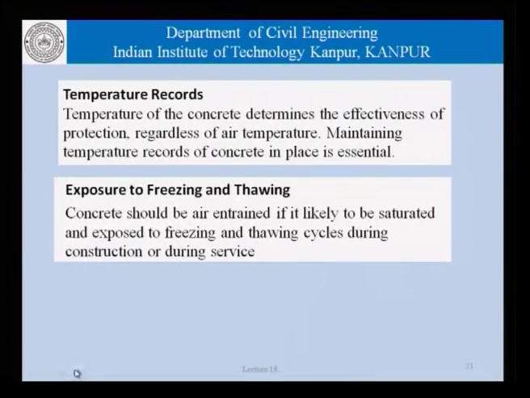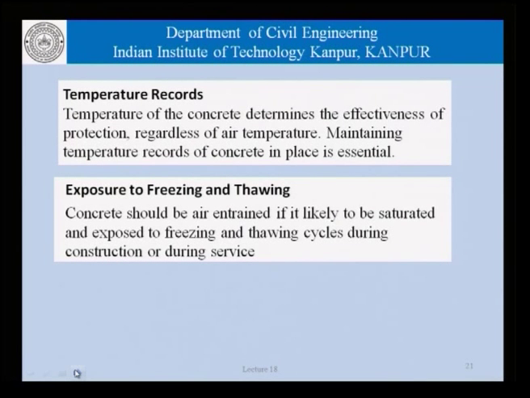It should be chloride free and meet any other requirement that may be set by the designer as far as the choice of materials is concerned, as far as the placing temperature is concerned, and so on. What are the records that need to be maintained? Temperature records. Temperature of the concrete determines the effectiveness of protection regardless of air temperature. Maintaining temperature records of concrete in place is very, very essential.